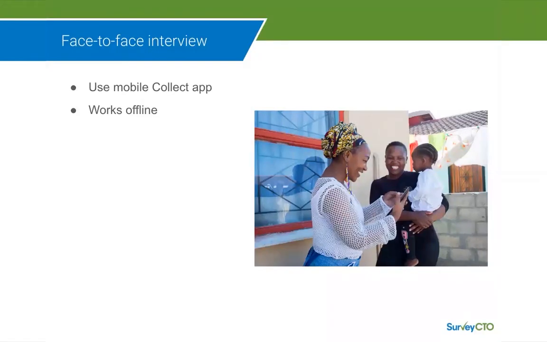One of the most popular ways to collect data is in a face-to-face interview. This is normally done using the Collect app on a mobile device. This can help collect the most accurate information in the least exhausting way for both the enumerator and the respondent. It also works offline, so it is great for areas that do not have reliable internet connections.